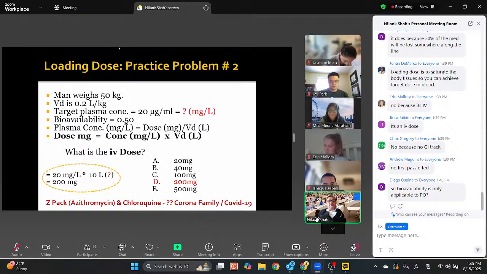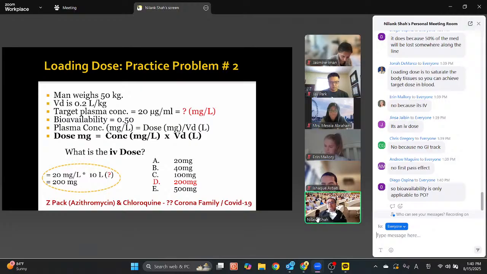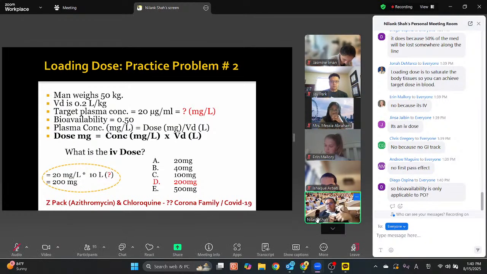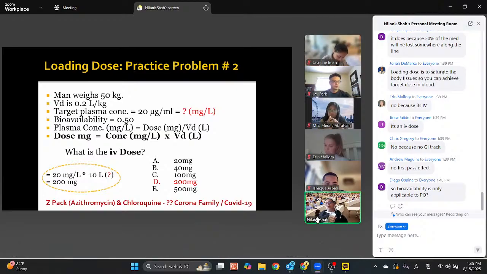Yes, you are right, Diego. It is only applicable to the PO or any other route which is not intravenous, right? Other routes also have a bioavailability. Oral is more significant because it will go through the liver and it won't bypass this.